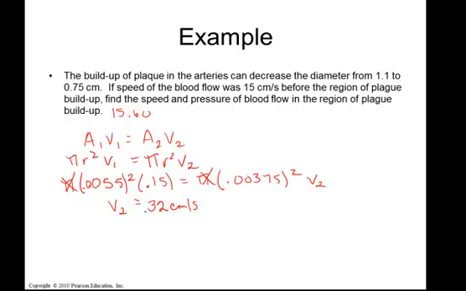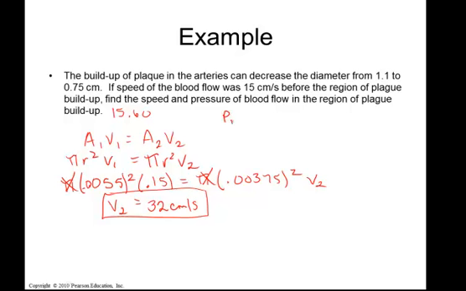I get 0.32 meters per second. I just changed that to centimeters per second. And we can see that that sped up. The velocity gets bigger when the diameter got smaller. Now the second part of this, I have to find the pressure. And I didn't have an original pressure, so I'm going to have to find the pressure drop.